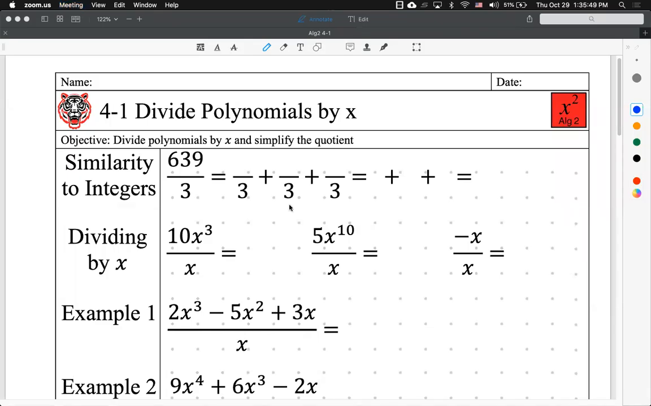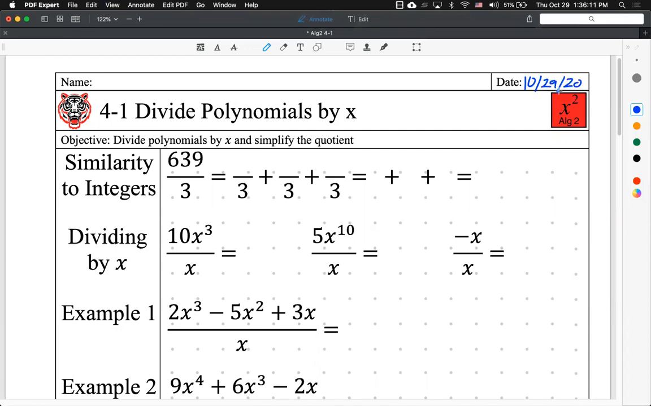Here we go. Algebra 2, lesson 4-1. This whole unit 4 is how to divide polynomials. There's a lot of cool little tricks I'll be teaching you along the way. The first one is just kind of a warm-up type of lesson. Today's date is Thursday, October 29th, 2020.